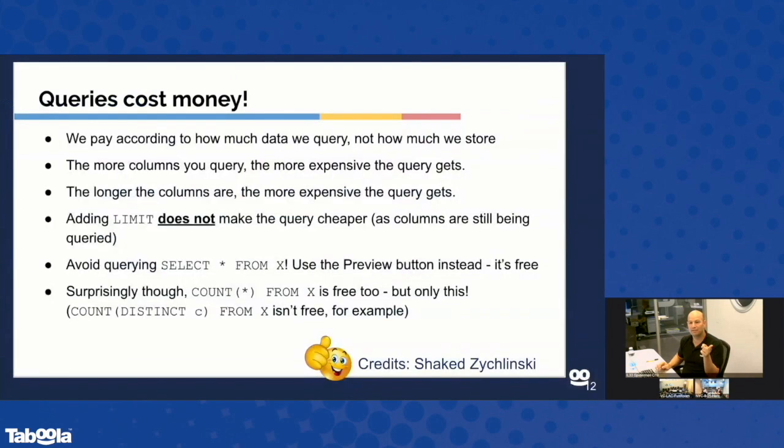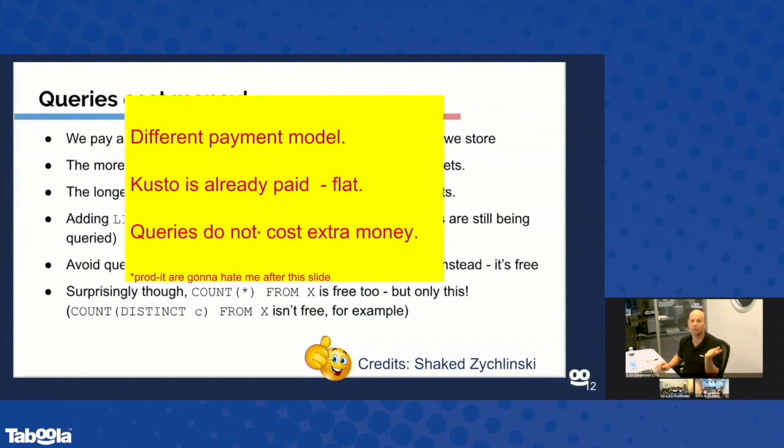And this is from the presentation of BigQuery, that queries cost money. You know that, right? So in Kusto, it doesn't cost money because we already paid flat in advance. So if you use it or not, it will cost the same to Taboola. Okay?